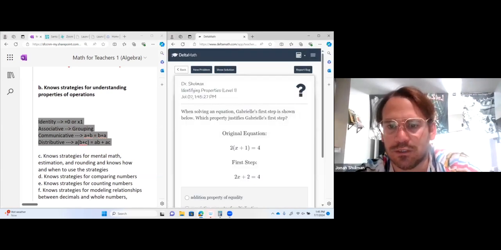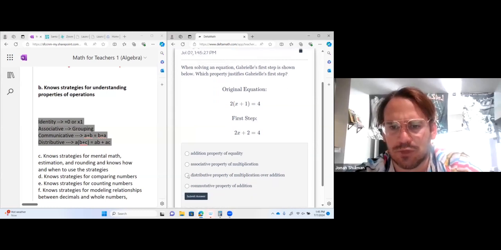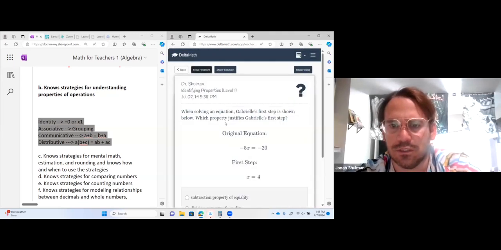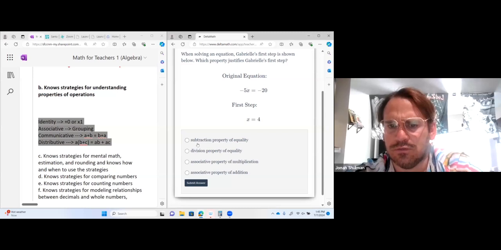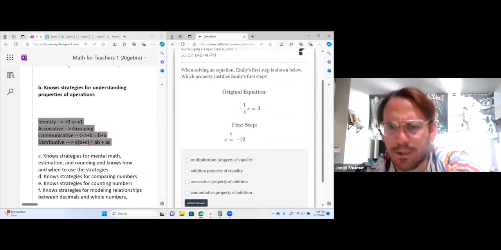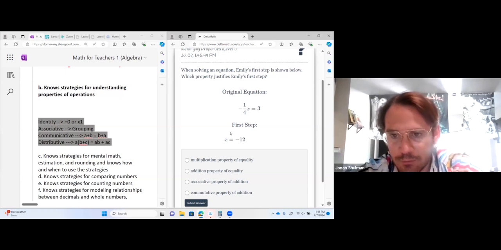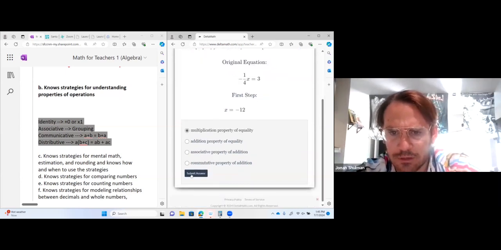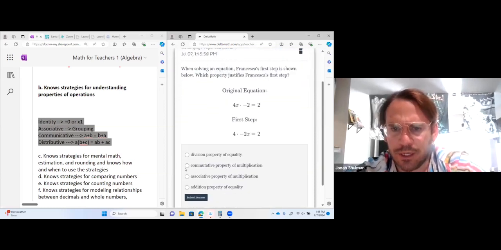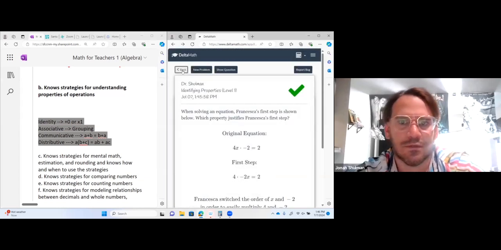So here's properties level 1. This is definitely the distributive property of multiplication over addition, 2x. Ta-da. Might as well see another one. This is the division property of equality. That's what we're doing here. And let's do one more. To get from here to here, we multiplied by 4. So multiplicative property of equality. We go one way, we go the other way. We're talking commutative. All right, so hopefully these were easy.